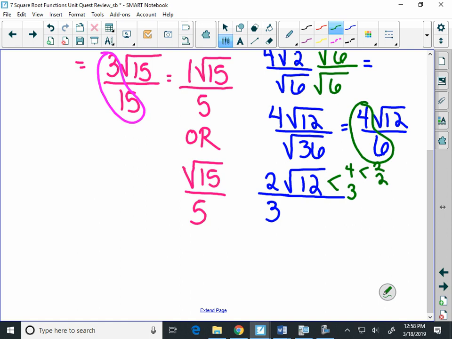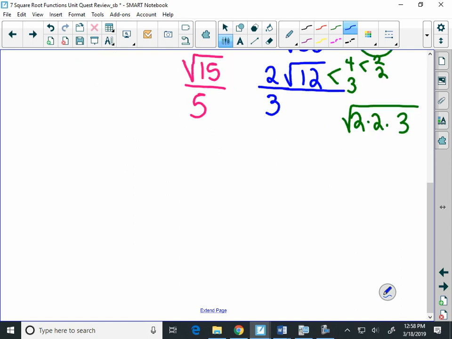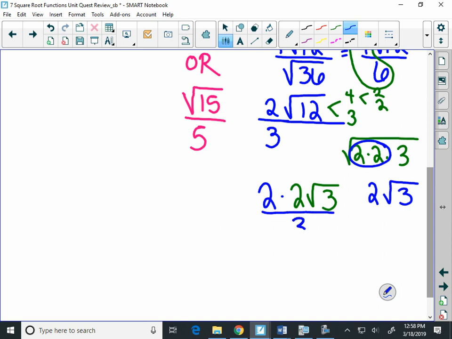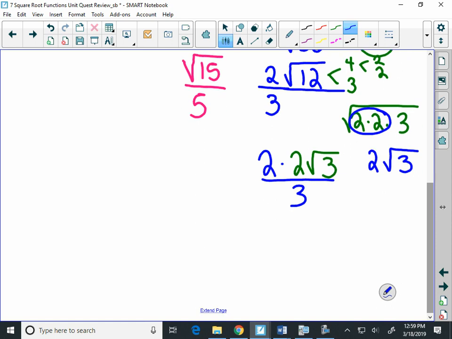But 12 is 2 times 2 times 3. And what we're looking for are two of the same value. Take out 1. So this is going to be 2 times the square root of 3. And then this is 2 times what we just found, 2 square root of 3. There's our square root of 12 simplified. Divided by 3. But now finally we can be done with this problem because 2 times 2 is 4 square root of 3 over 3.